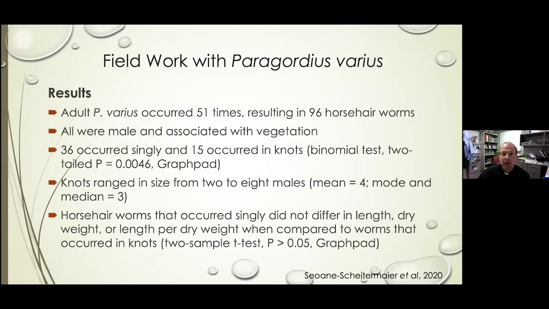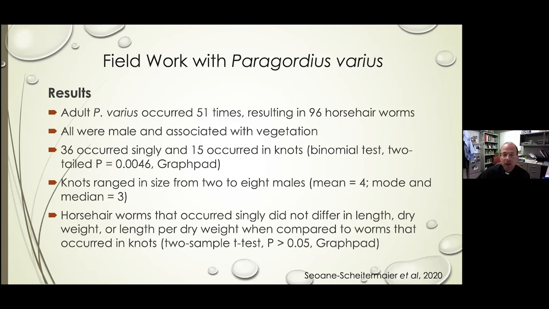So we found that the adult worms occurred 51 times. And so we had 96 hairworm occurrences. And all of the worms we found were males. They were associated with vegetation, so not in mud. 36 of them occurred singly, and 15 occurred in knots. And so there was a significant difference in the way they occurred, in terms of knots versus singly.